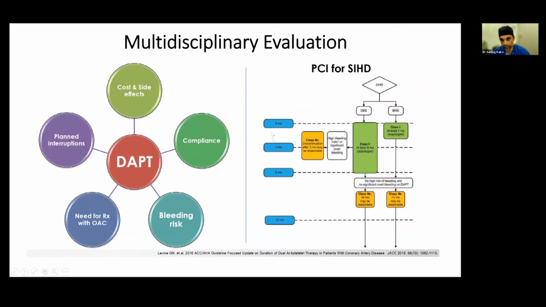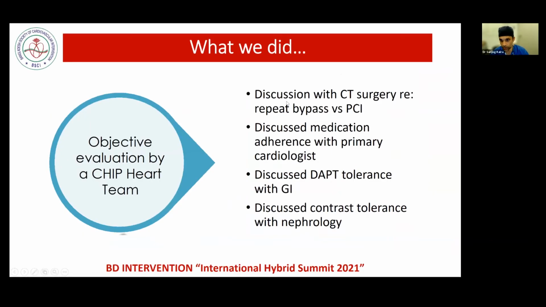And so we talked very carefully about not only using short DAPT stents where we could discontinue dual antiplatelet therapy early, but that he would need to be surveilled for bleeding very carefully in the early perioperative period. So we discussed with CT surgery whether or not he was a candidate for repeat bypass, and clearly with those coronaries, they said absolutely not. We discussed the primary medication adherence with his cardiologist, discussed the DAPT tolerance with GI, and made sure that we had nephrology on board with dialysis consent ready in case he needed it.